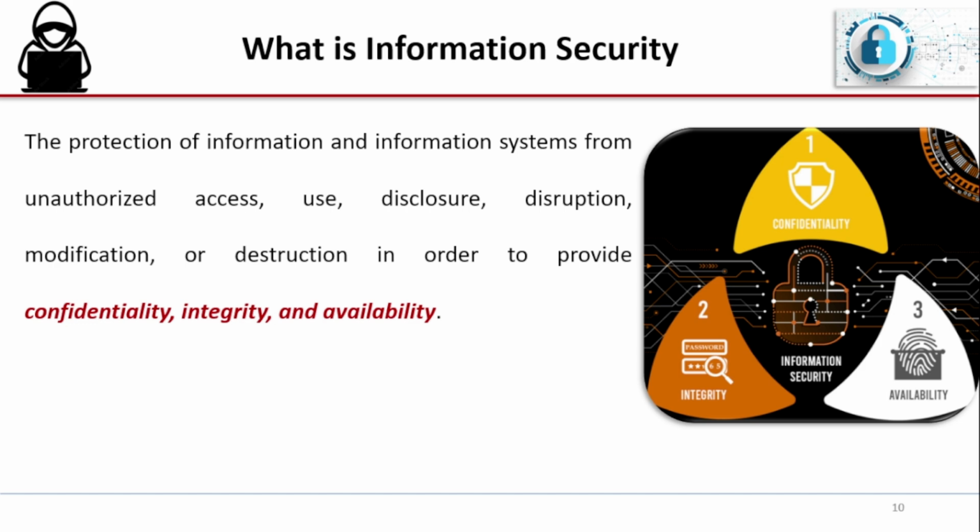For example, if you have something in your diary and you don't want it to be seen by someone else, this is known as confidentiality. So your financial records, your data, your text messages with your loved ones, you don't want them to be seen by someone else. So this is confidentiality.